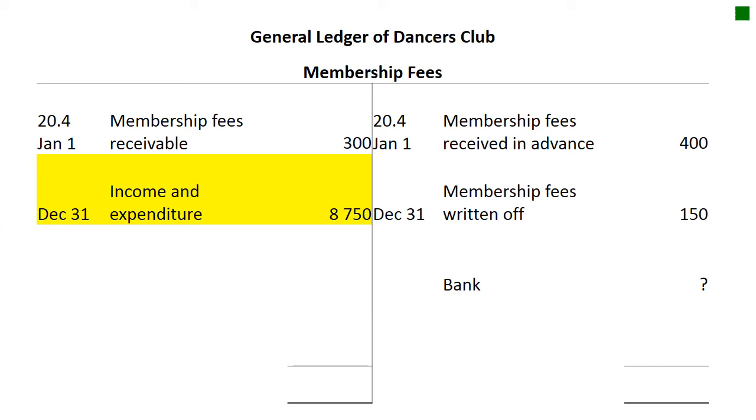So the membership fee income account is going to be debited because we're clearing what would have been the credit balance on this account to the income and expenditure account. So we're taking the income earned for the period out of the membership fees account and crediting the income and expenditure account.